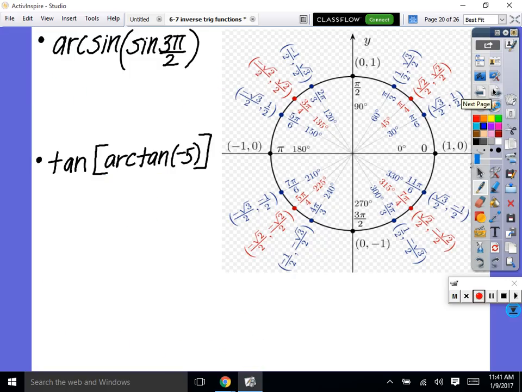So arc sine of sine of 3 pi halves. We work from the inside out. Let's evaluate sine of 3 pi halves. Then we're going to be doing arc sine. What is the sine of 3 pi halves? Locate 3 pi halves.